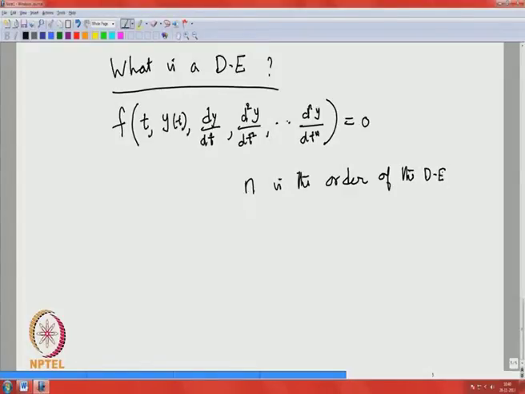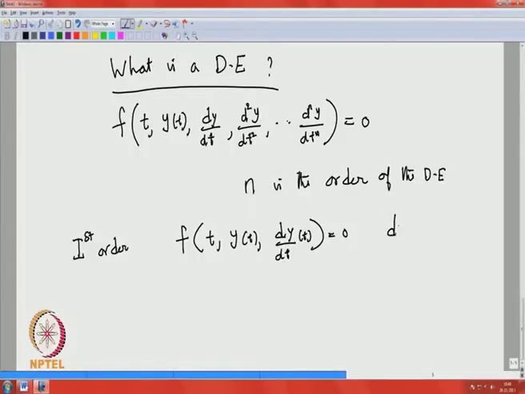So, for example, a first order equation is nothing but a relation connecting t, y, and dy by dt. Even to understand this equation is not easy. So, most of the time you will be seeing a simpler form of this equation, where dy by dt is equal to g of t, y of t, and this is the differential equation which we will mostly be addressing.